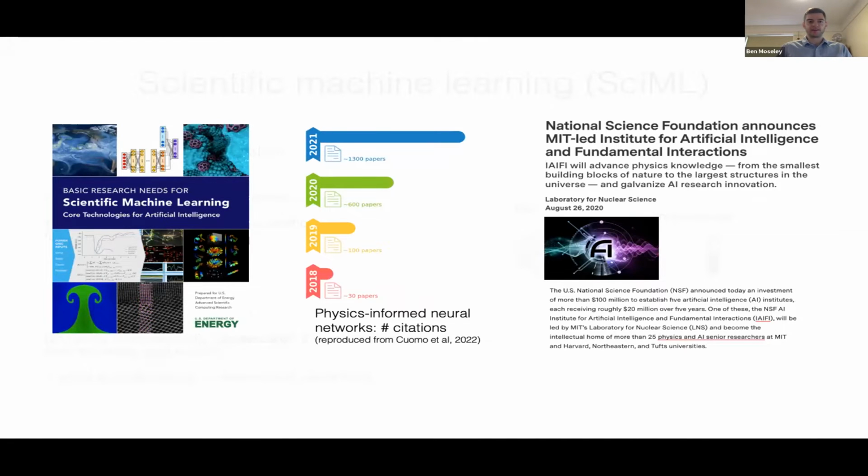And there's been an explosion in this field, and it's really growing. There's a core workshop paper. There's been a lot of funding that's been announced, for example, through the NSF. And if you just take some of the seminal papers in the field, for example, the PINN paper, it's growing exponentially in the number of citations that it's getting. So there's a fantastic amount of interest in SciML.